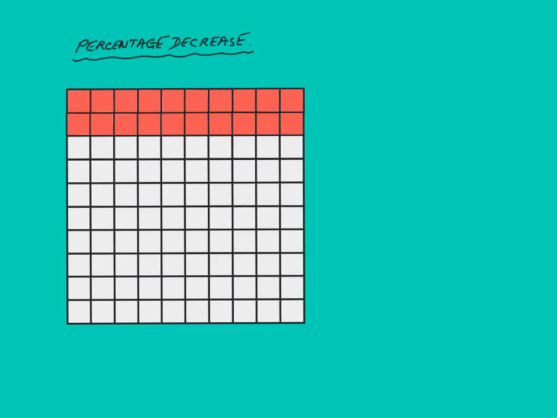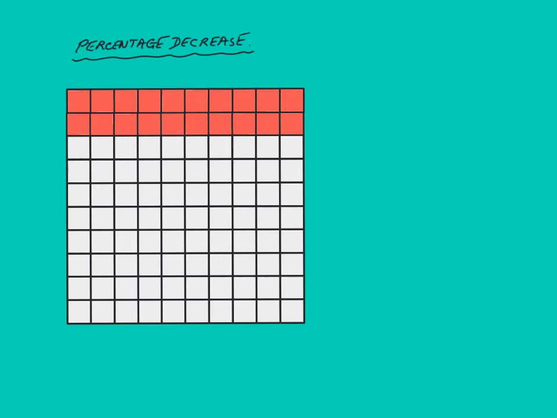So far, all we've talked about are percentage increases. But sometimes we want to do percentage decreases. For example, we might see a shop that says 20% off everything. How do we do that? Let's go back to our familiar grid. We start with 100 white squares and we want to take 20% off. So how do we do that?